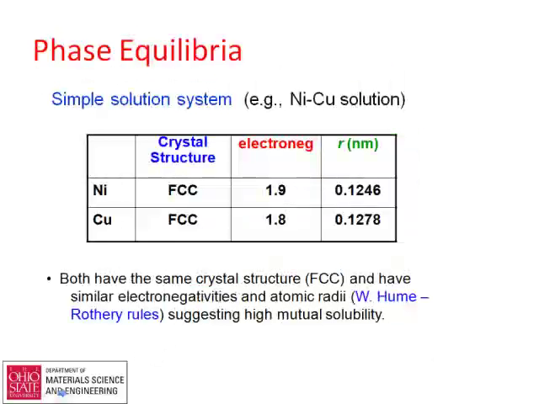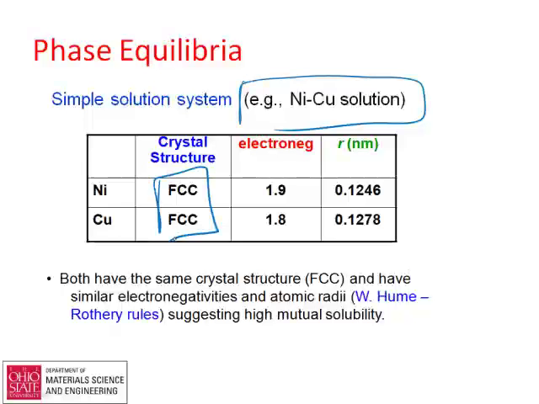So now let's start considering metallic systems. Let's consider a simple solid solution. This is a nickel-copper solution. Nickel and copper are fairly similar elements from our point of view. They both like to crystallize in the face-centered cubic structure. They have similar electronegativity, and they also have very similar atomic radii.